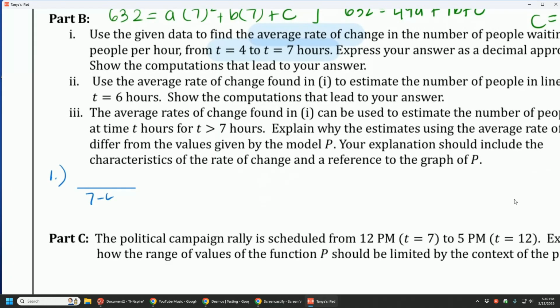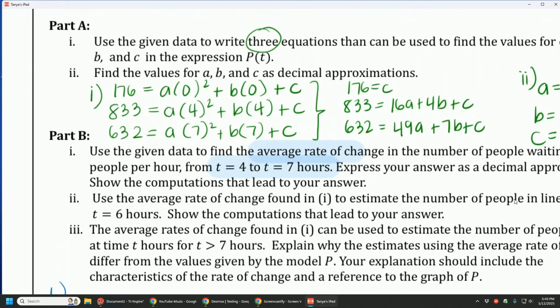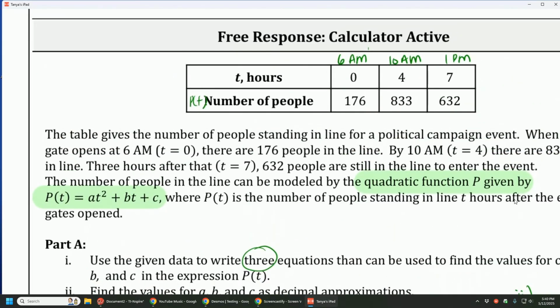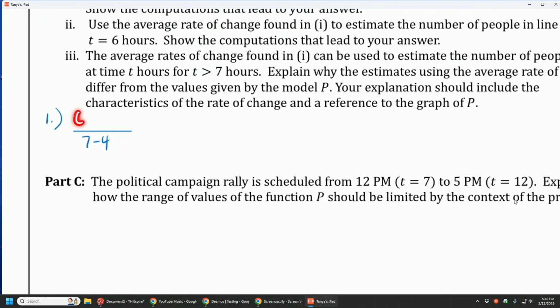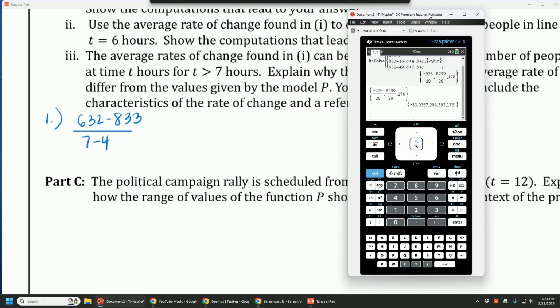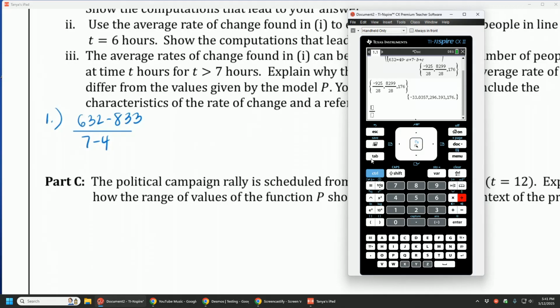So I know that means that 7 and 4 are going to be down here. But what is the value of y when t equals 7? So I have 632. And then when t equals 4, 833. So that needs to go on top. 632 minus 833. So I'm actually going to continue using my Inspire for this one. You can use Desmos if you like. But 632 minus 833 over 7 minus 4. So I just get negative 67. This is actually just a whole number.